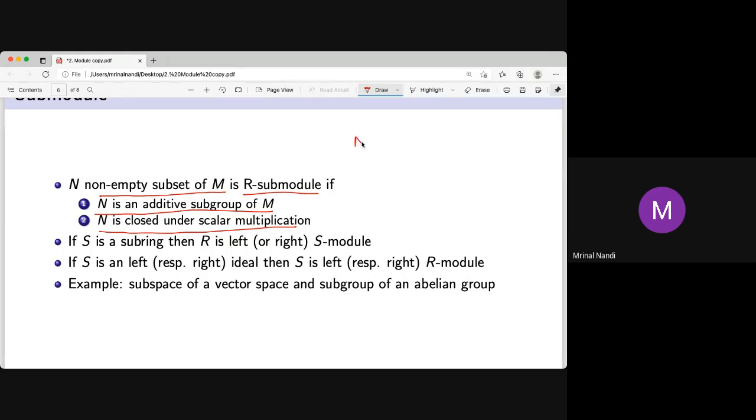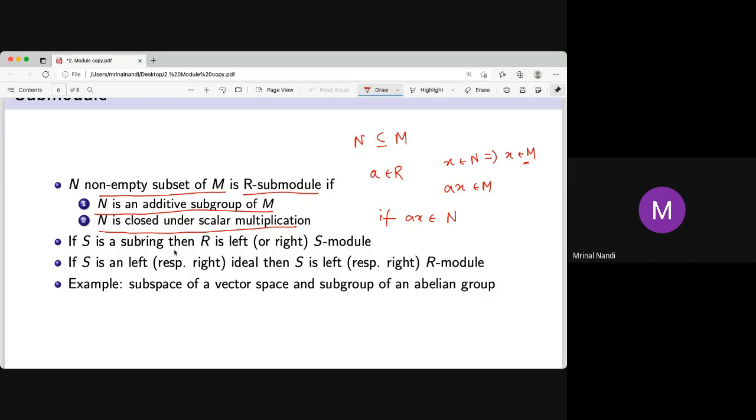Now, N is a subset of M. If you take an element from the ring and an element from N, then ax must be an element of M also. That is because M is a module, but ax may not be in N. Now, if ax is in N, then we say it is a submodule. So a submodule has two conditions. It is like a subspace. The addition and the scalar multiplication by this ring are closed.